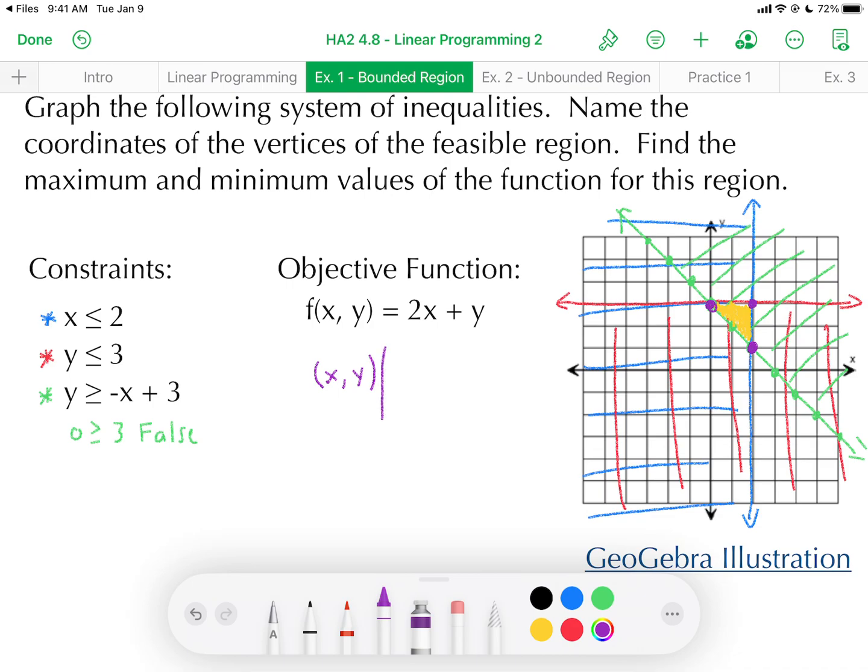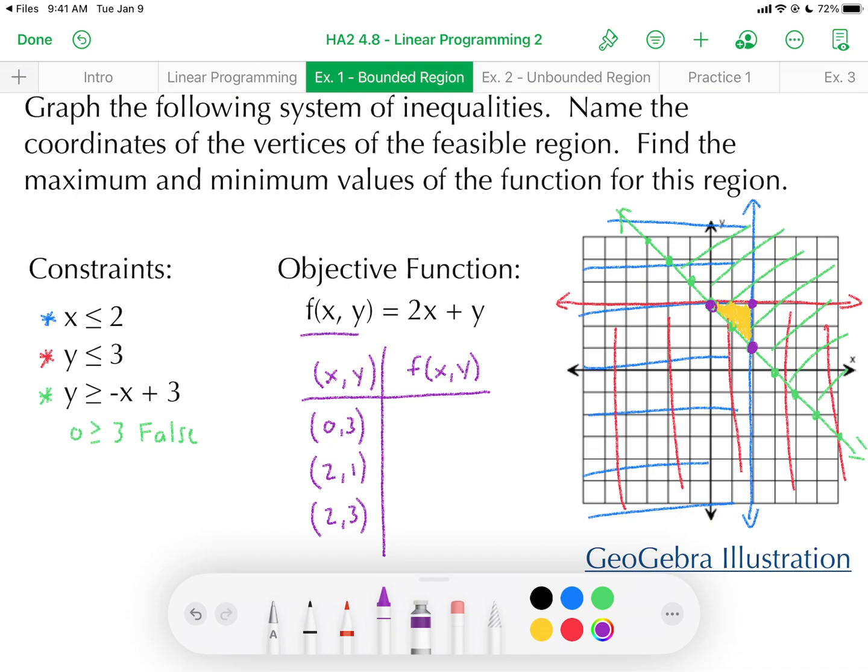In this table, I'm going to have a column for all of the vertices, and then I'm going to have a second column represented by the objective function, okay? So my vertices are (0, 3), (2, 1), and (2, 3). All right, now look at the objective function here. It says f of x comma y equals 2x plus y.